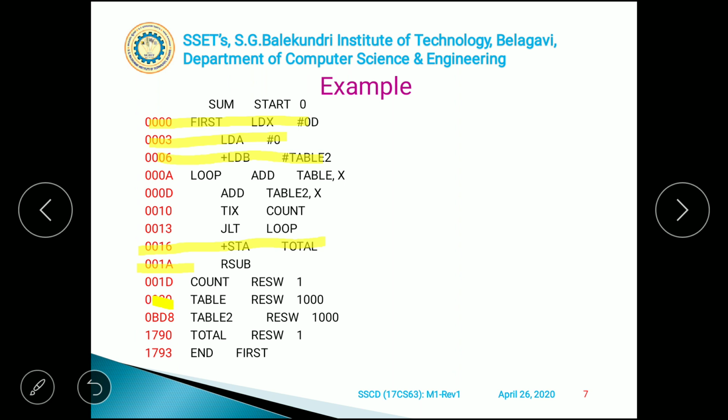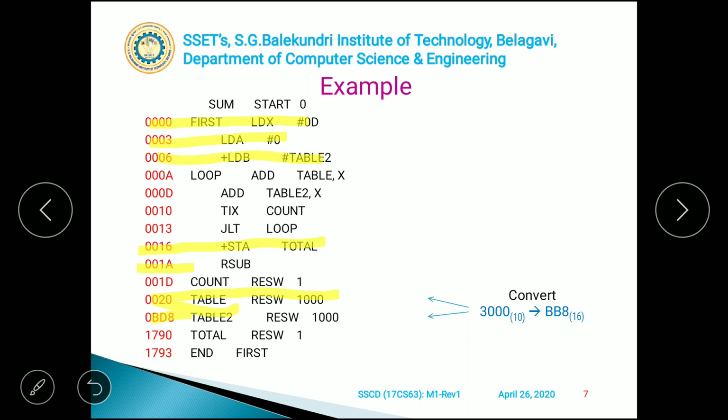Now whenever you are writing this 20, here we are going to reserve 1000 words. Please understand that each word is 3 bytes, so 1000 into 3 means you have to allocate 3000 memory locations. The 3000, which is in decimal, can be converted into hexadecimal as bb8. Now this bb8 is added to this, so that's what we get as bd8.